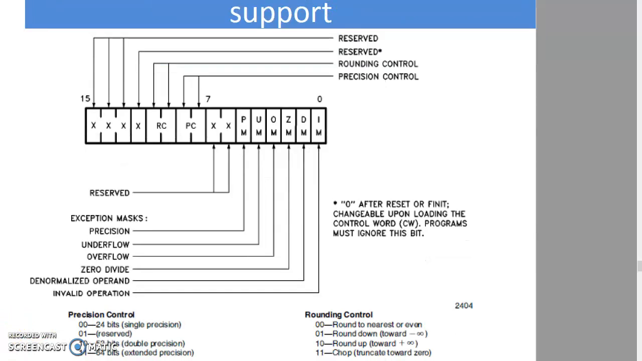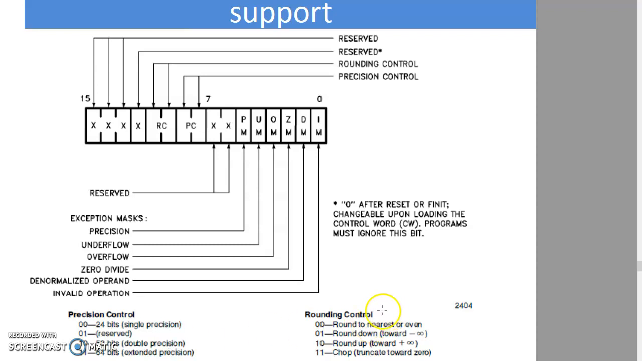The other bits of the control register are PC, precision control, and RC, rounding control. Precision control has 2 bits, rounding control has 2 bits. When precision control is 00, it is 24-bit single precision. When it is 01, it is reserved. When it is 10, it is 53-bit double precision. When it is 11, it is 64-bit extended precision.